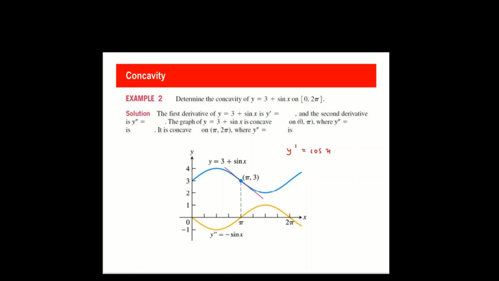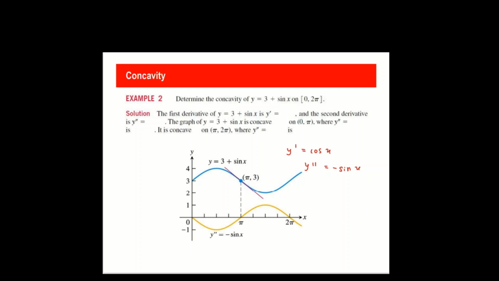Because we have two terms there, we differentiate 3 and get 0, since it is a constant. And if you differentiate sine x, you will have cos x. So y prime equal to cos x. And the second derivative, y double prime, is negative sine x. You just differentiate cos x and we get negative sine x.